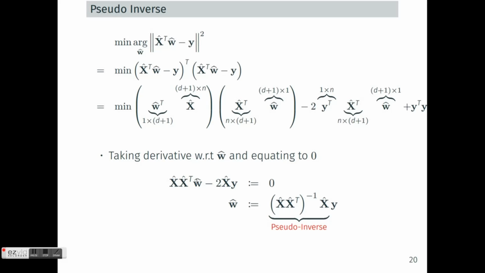From this equation I can get the expression for finding the weight vector, and on the right side I have some matrices getting multiplied by each other into the observation vector. This term, x transpose x inverse into x transpose, is known as the pseudo inverse.